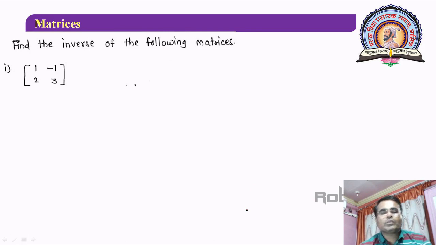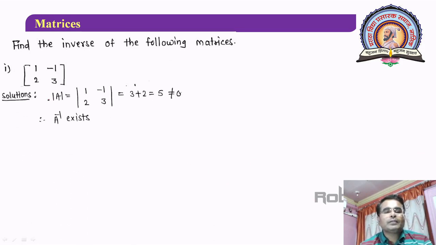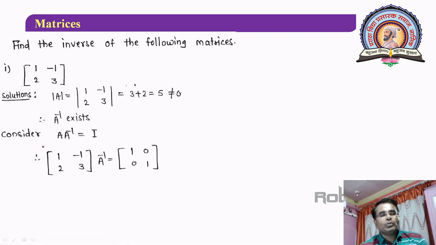Then find the inverse of a matrix. Here A is equal to 1 minus 1 2 3. What is its determinant? 3 plus 2, it is 5, which is not equal to 0, so therefore A inverse exists. So consider A into A inverse equal to I, 1 minus 1 2 3, that is as it is, into A inverse is equal to 1 0 0 1. Now our first step is to make this 0, then we have to reduce this to 1 and then this to 0. Okay, so let us see how that is possible.